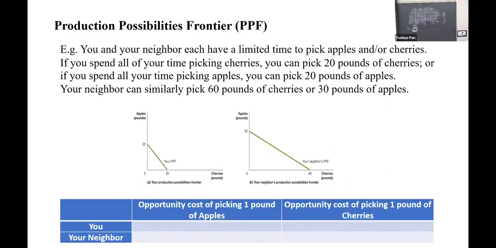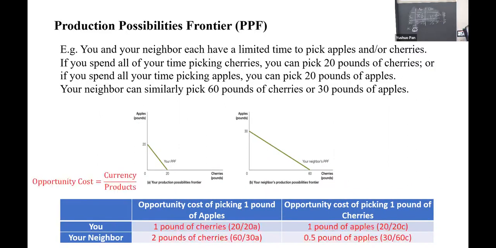How to calculate the opportunity cost. Here again, how to calculate the opportunity cost? Use currency divided by product. So for the first one, apple is the product because the opportunity cost of apple means apple is the denominator: 1, 2. And here, the opportunity cost of cherries, cherries is the product and should be in the denominator: 1.5.